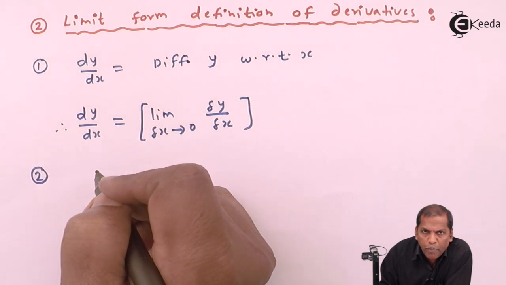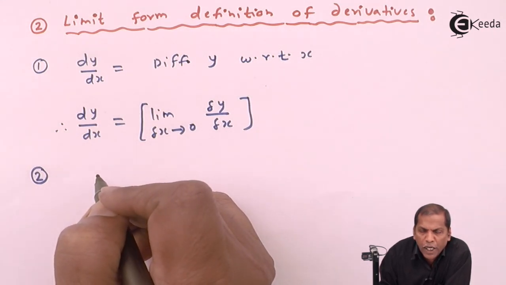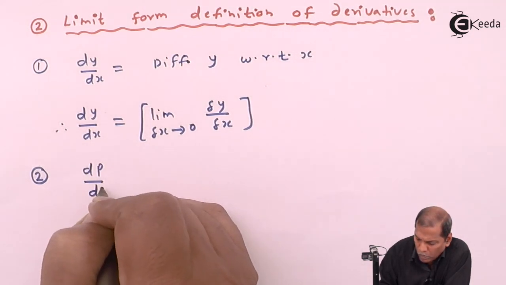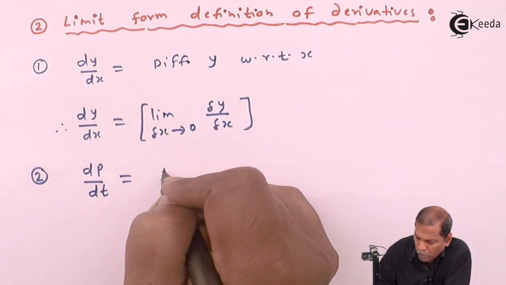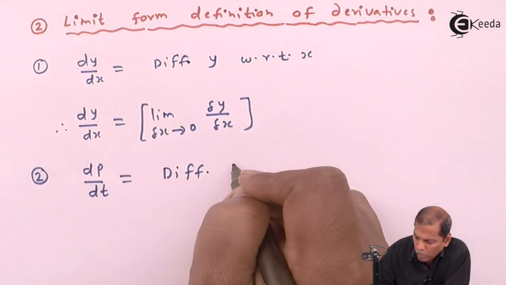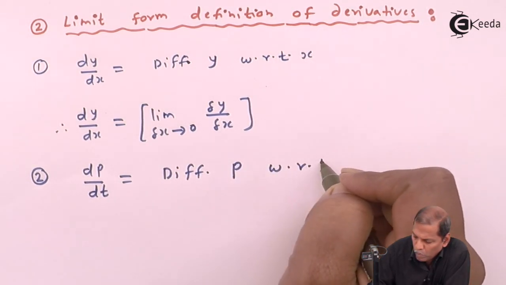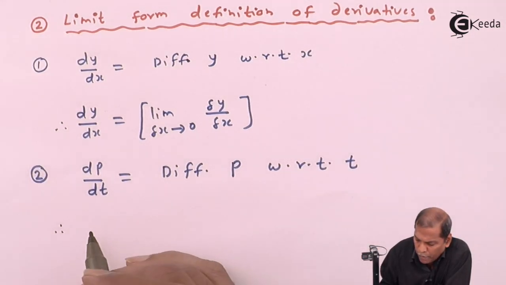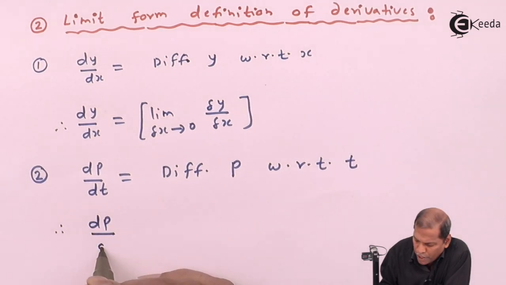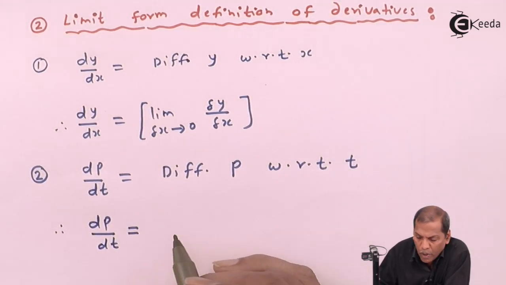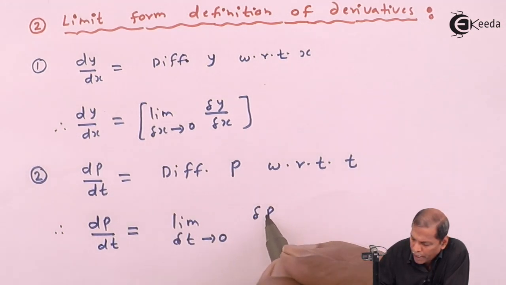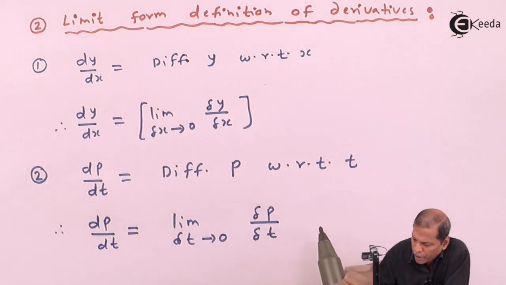Number 2, dp upon dt means differentiate p with respect to t. Therefore, in limit form, dp upon dt can be written as limit delta t tends to 0 delta p upon delta t.